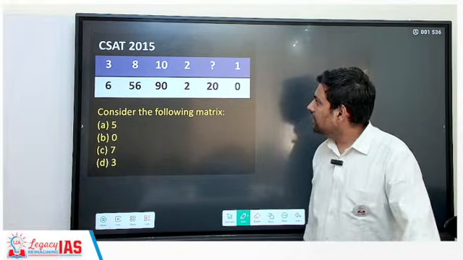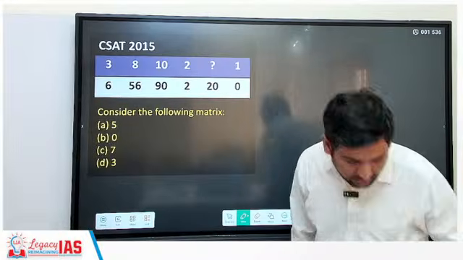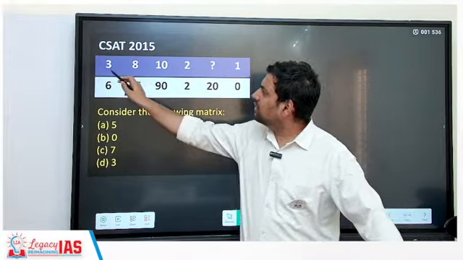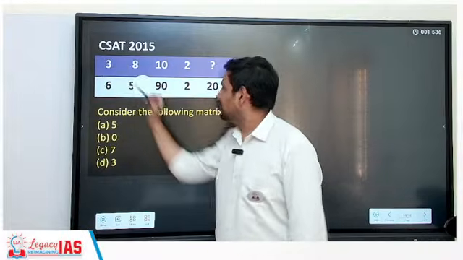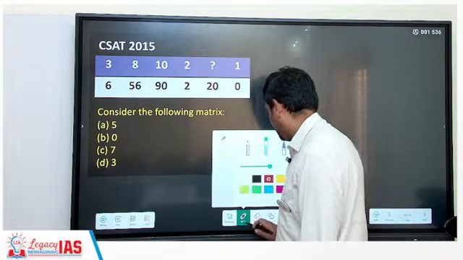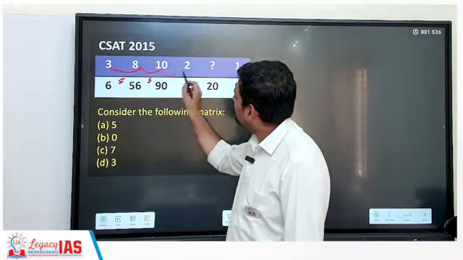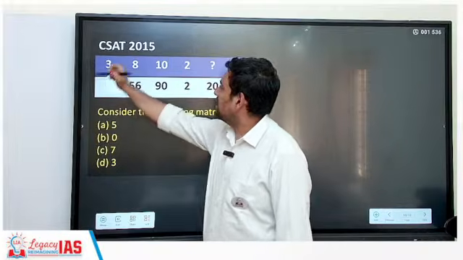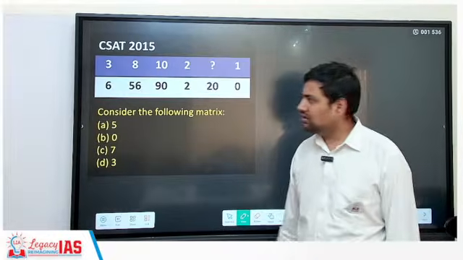Then let's do this one: 3, 8, 10, 2, 1. First we try to look for the pattern row wise. 3 to 8, maybe this is a difference of 5. Then this is a difference of 3. This is a difference of 8, and that is also minus. So row wise it is not working very well. 3 to 8 by multiplication also does not work very well.